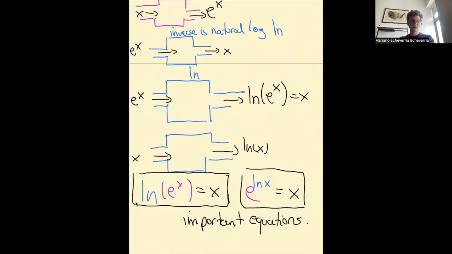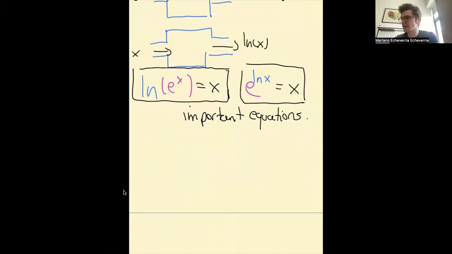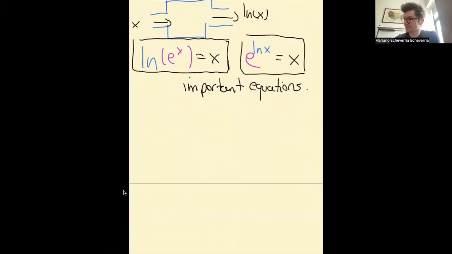So now the cool thing is that we can use the implicit differentiation method from before to find the derivative of the natural log. Okay, so for example, the idea is that we can use the method from before.